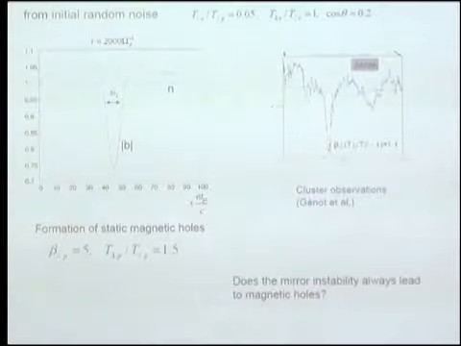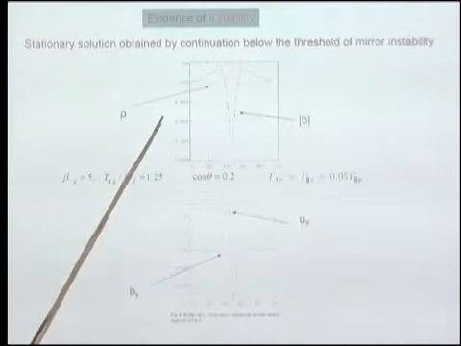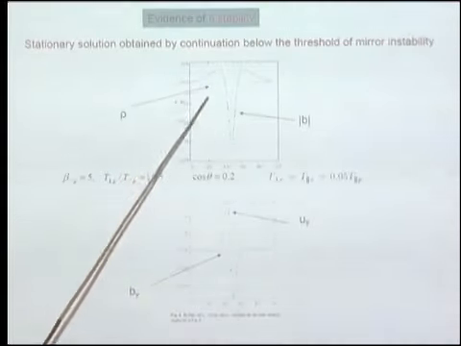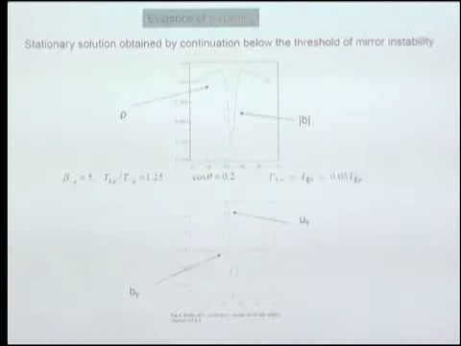Actually, before going to that question, if you take the same kind of magnetic holes as previously shown, and now restart the simulation and reduce the temperature anisotropy, you find that you can find stationary solutions even below the threshold of the instability. So it's actually a proof that the mirror instability is subcritical, and you can have nonlinear solutions in the form of magnetic holes below the threshold.